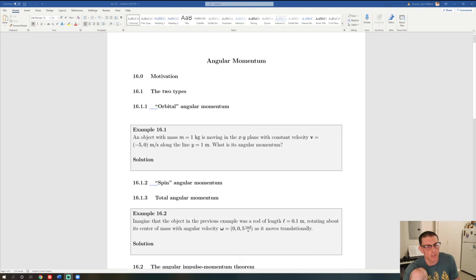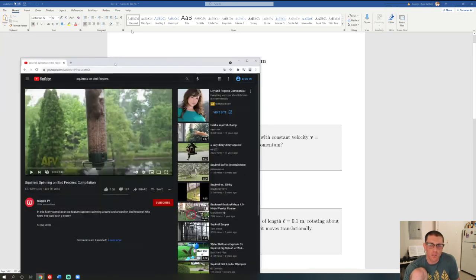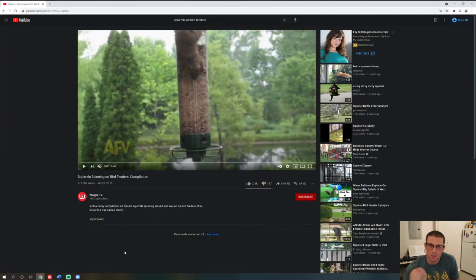As promised, in this one we're going to be discussing angular momentum. Now, I want to start with a video. Maybe you've all seen something like this before, but I don't know why, whenever I think of angular momentum, I think of these squirrels spinning around on bird feeders. I apologize in advance if you don't find this as hilarious as I do, but let's just watch this for a little bit because it's pretty good.